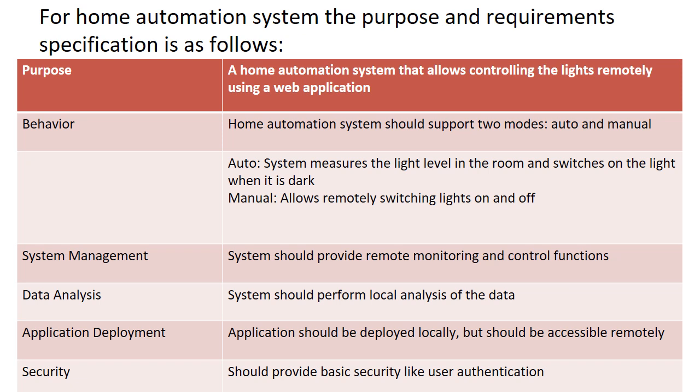So for our home automation system, the behavior is that it supports two modes, auto and manual. In the auto mode, the system measures the light levels in the room and switches on the light when it is dark. The manual behavior allows remotely switching lights on and off.